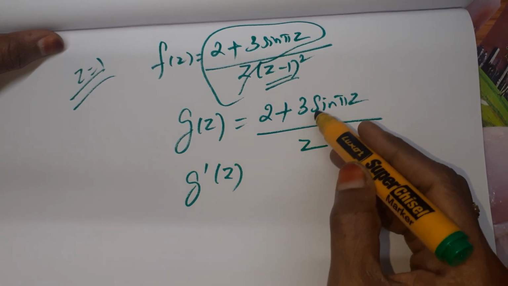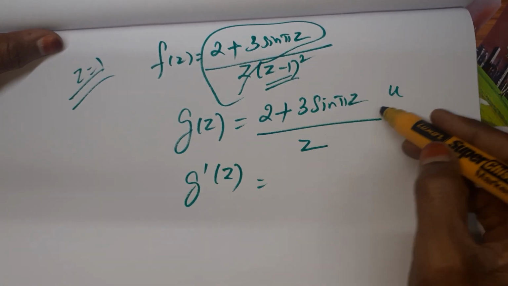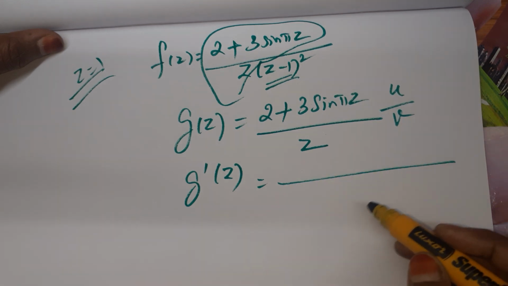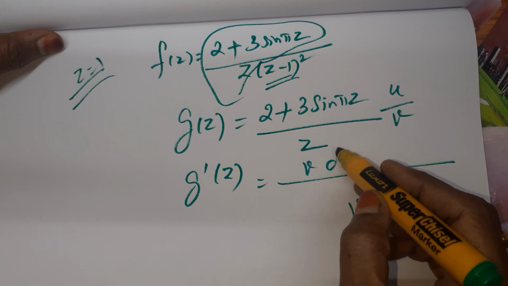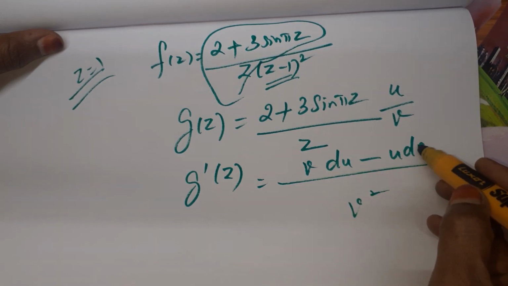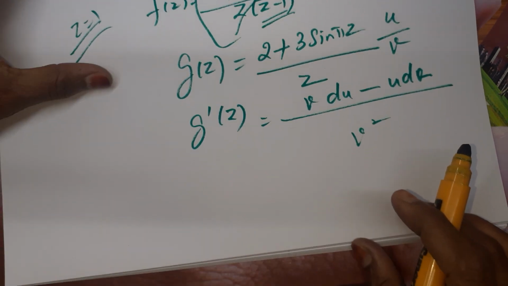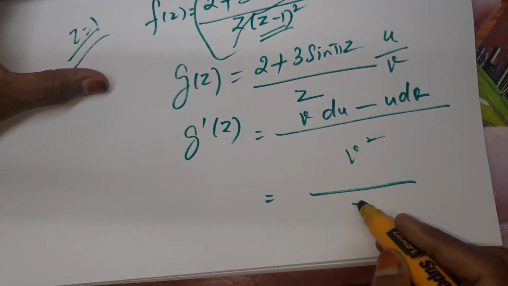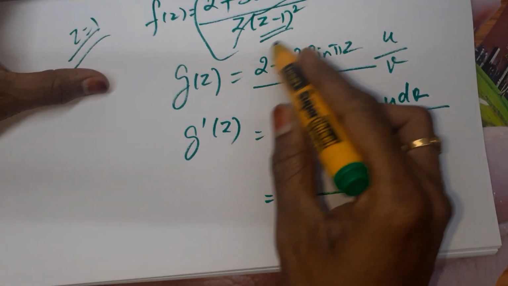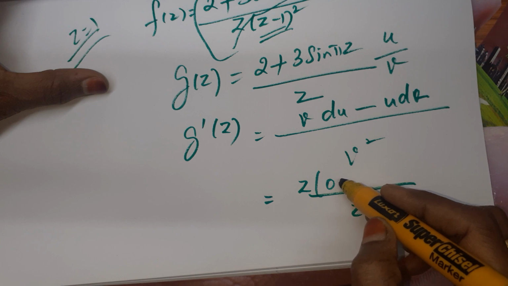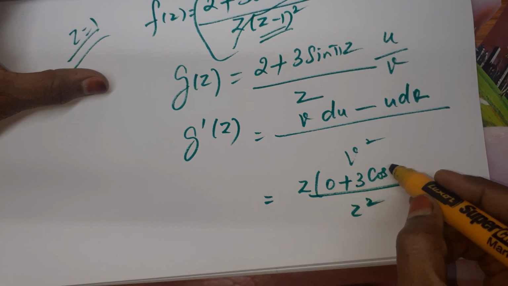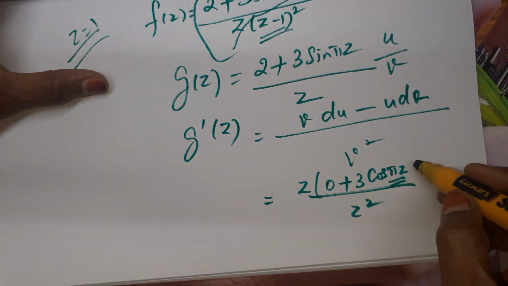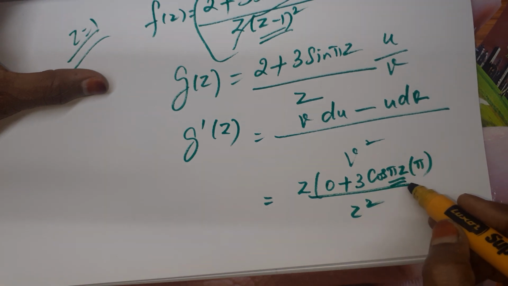g dash of z: z is in the numerator and also in the denominator, so we use the u by v method. The denominator becomes v squared, then v du minus u dv. That is the formula. So v squared is z squared. Z into the derivative of the numerator: differentiating 2 gives 0, plus 3 into cos pi z, and differentiating pi z gives pi, into pi.